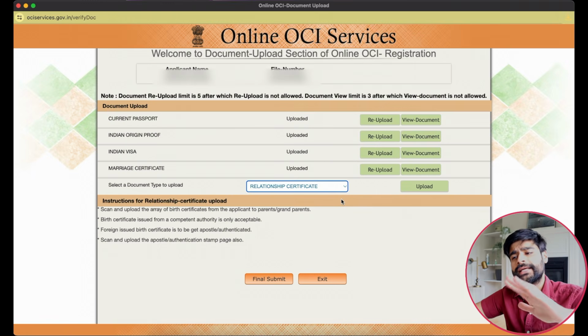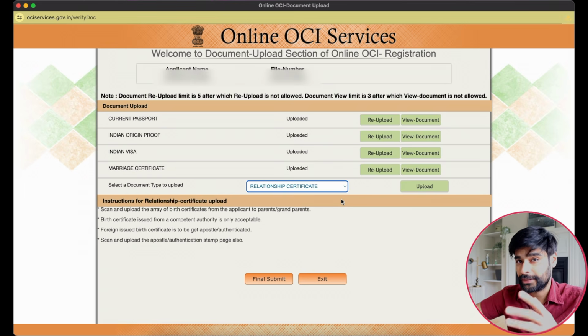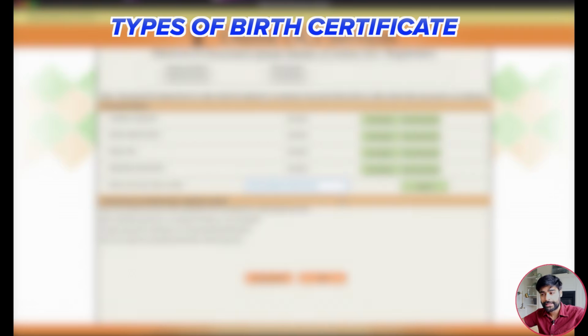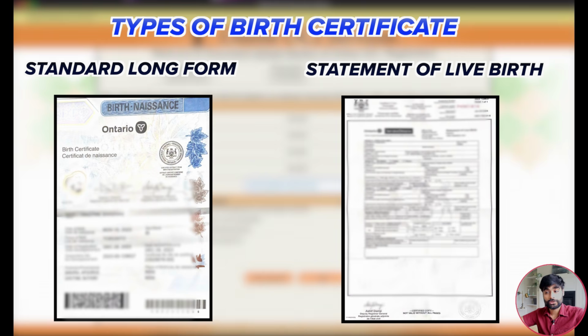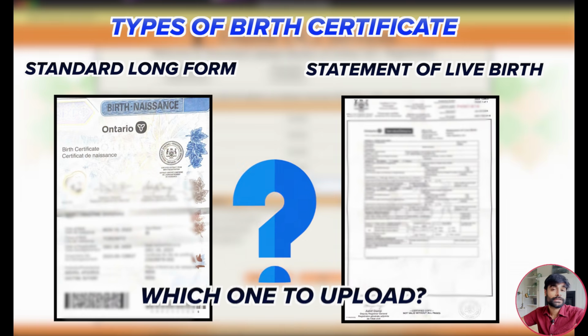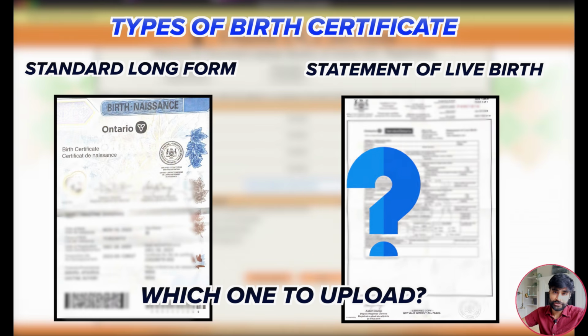Now, an important note, because we are on the topic of birth certificates, there is some confusion about what kind of birth certificate needs to be uploaded here. So there are 2 kinds of birth certificates. One is the standard long form birth certificate with parents' details, and the other one is the certified copy, also known as the statement of live birth. This is much more detailed but serves the similar purpose as a birth certificate. So now the confusion is which birth certificate to upload, because these are both official birth certificates.